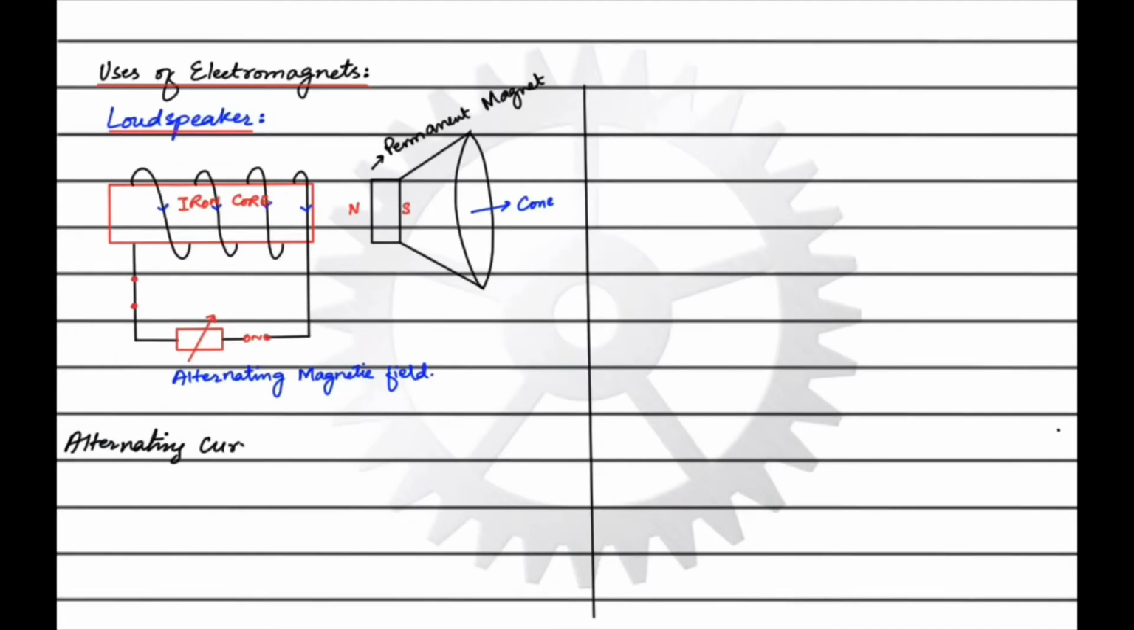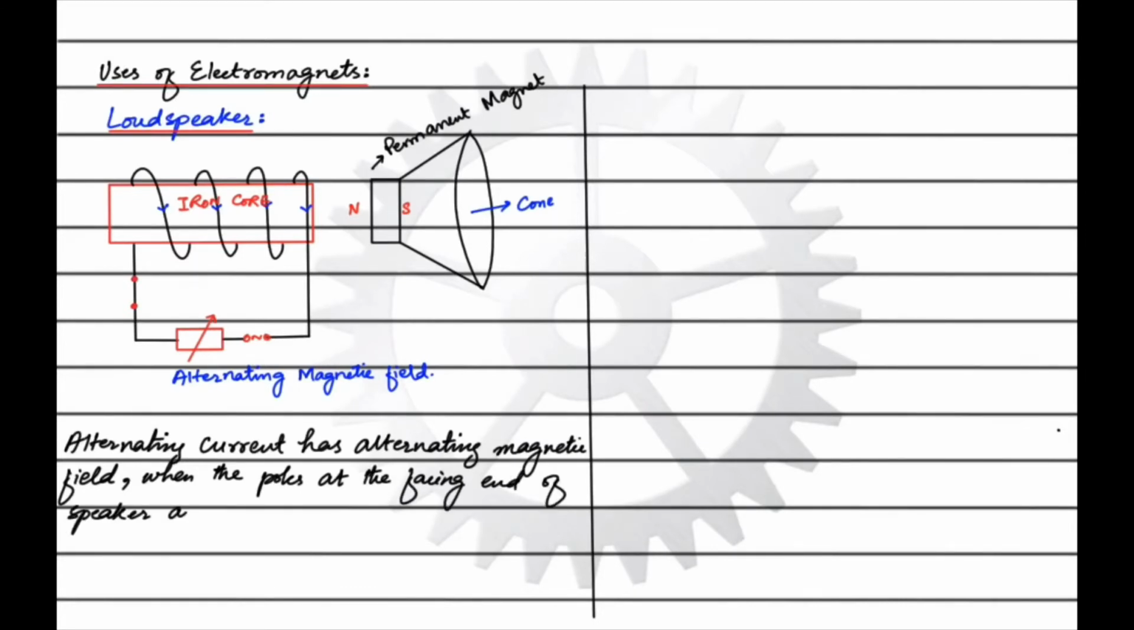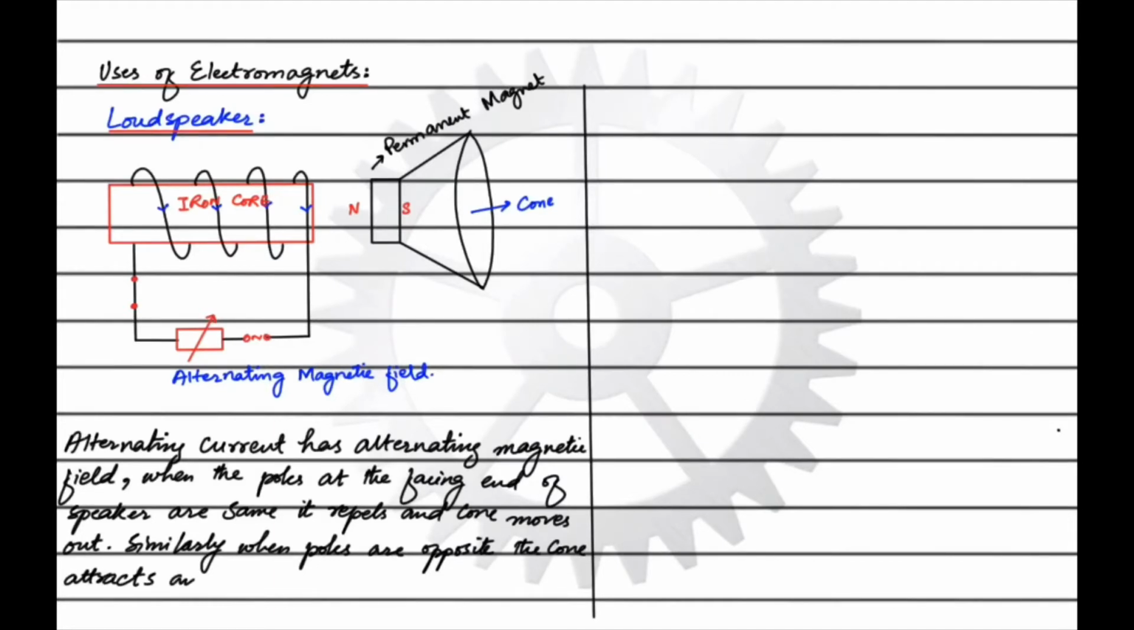for the loudspeaker as: alternating current has an alternating magnetic field, and when the poles at the facing end of the electromagnet and the paper cone are the same, it will repel and the cone will move out, and similarly if the poles are opposite, the cone will move inwards and the rarefaction will be produced. So these series of compressions and rarefactions because of vibration of the paper cone will cause a sound wave. Right?